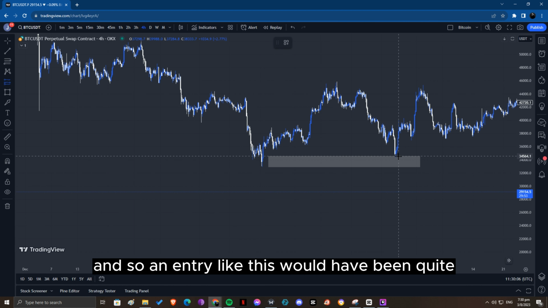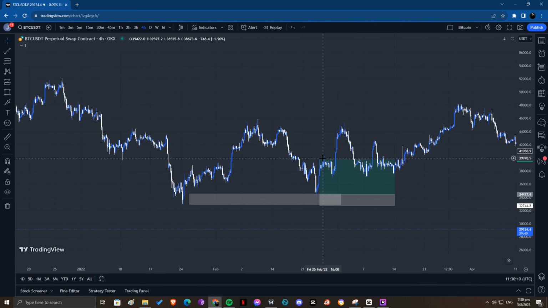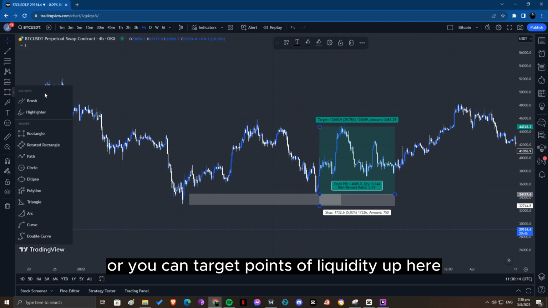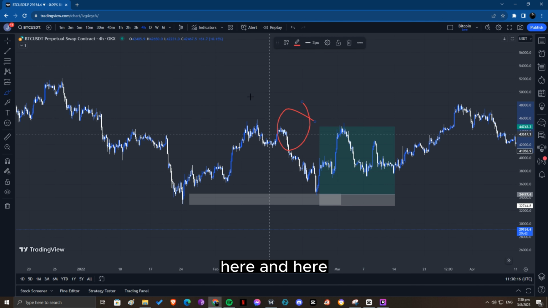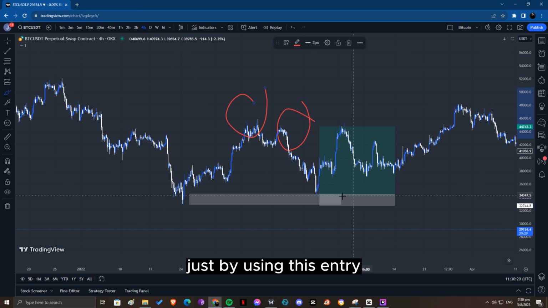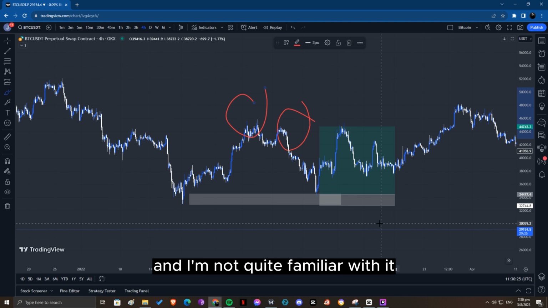And so an entry like this would have been quite feasible. You could target 1 to 5, or you can target points of liquidity up here, for example, here and here. You can literally target them just by using this entry. Now you might say, oh, this stop loss is very tight and I'm not quite familiar with it.